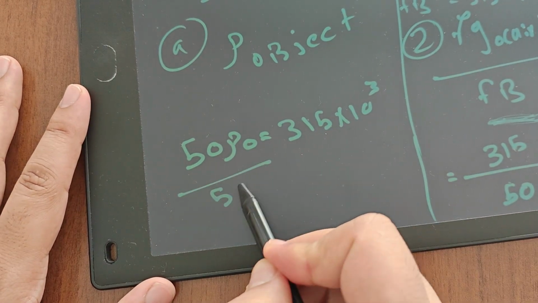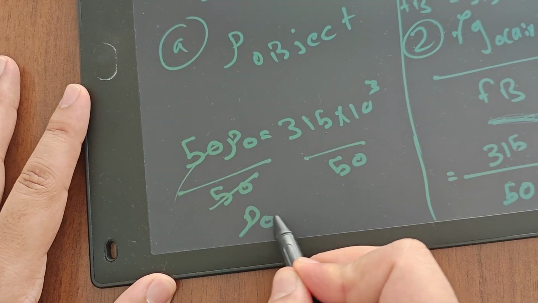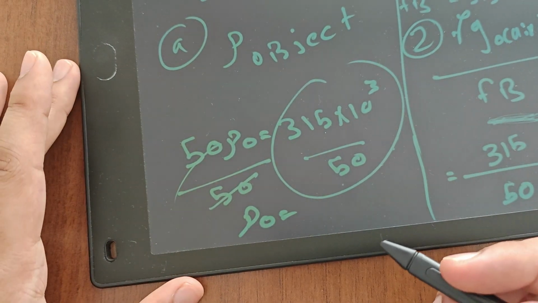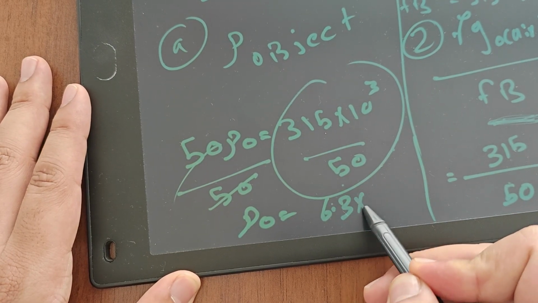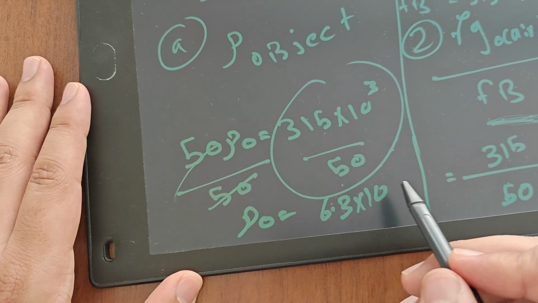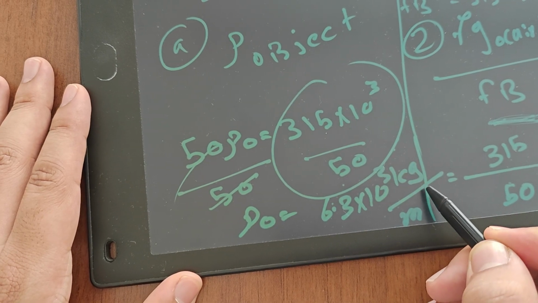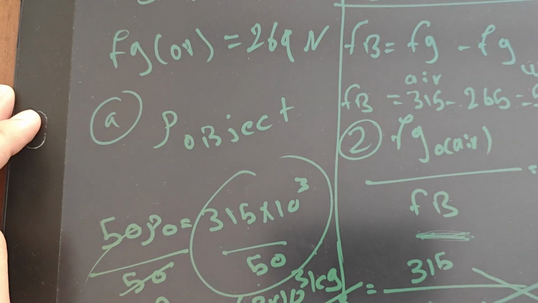Divide both sides by 50, so this 50 is cancelled. The density of the object, you can divide both of them, and the answer is 6.3 times 10 power 3 kilogram over meter cube. So this is the answer of part A. Good. Part B.